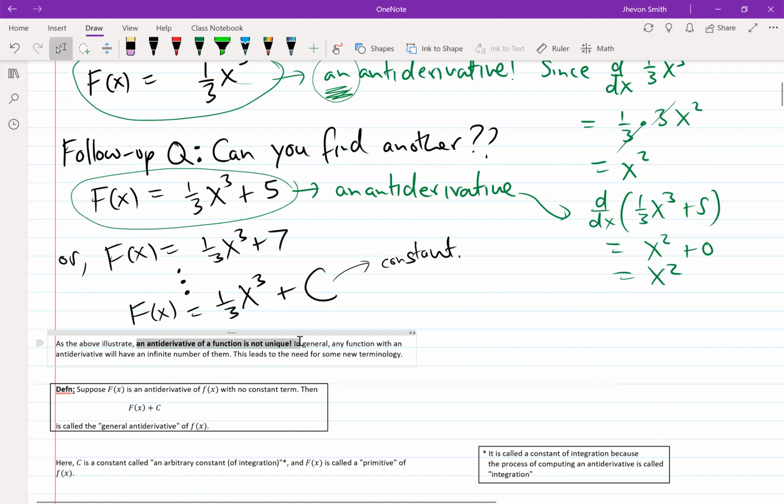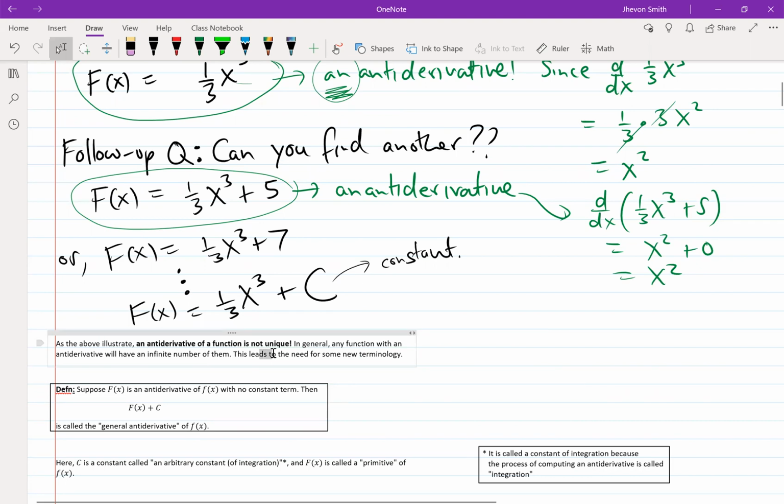An antiderivative of a function is not unique. In general, any function with an antiderivative will have an infinite number of them. Literally, the antiderivative plus any new constant, and there's an infinite number of constants, will lead to another antiderivative.